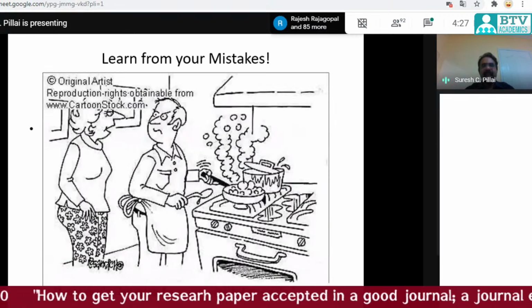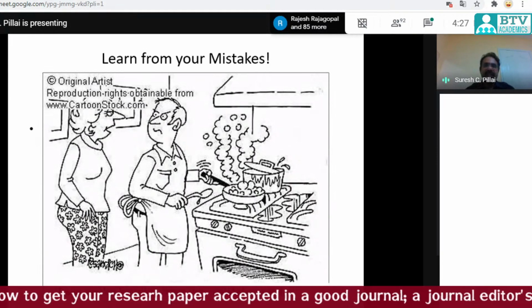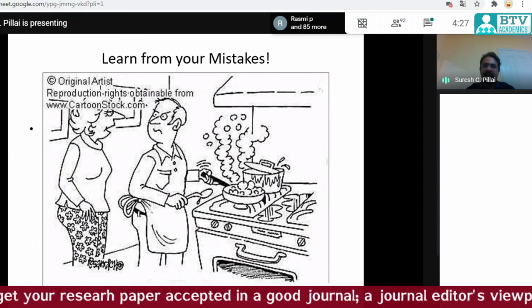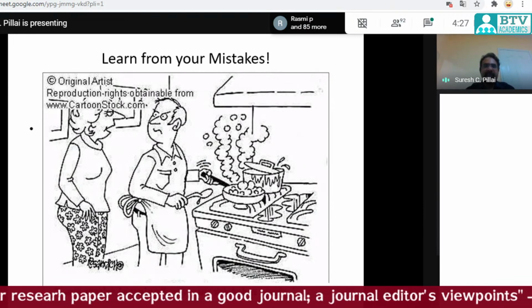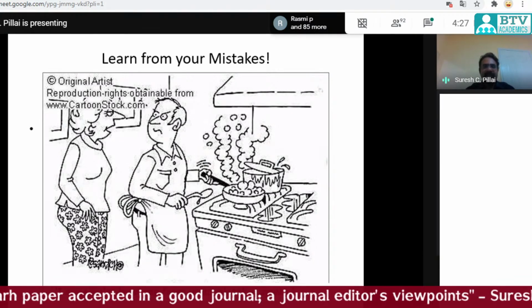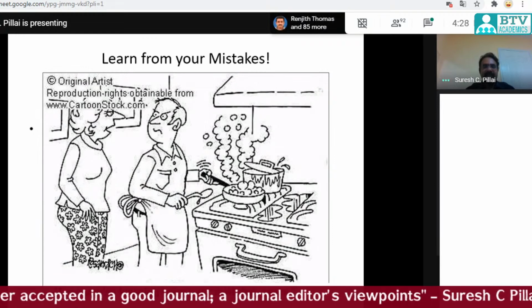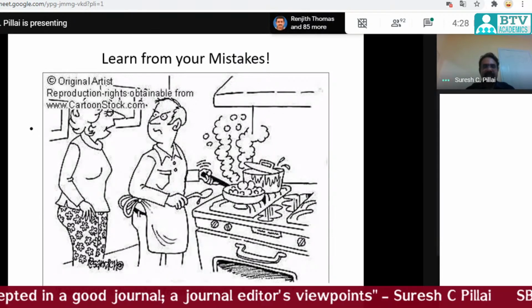If you see this cartoon about learning, it says that the gentleman is cooking again and he spilled, and then the wife says, I see you are learning from your mistake again. And this usually happens in my kitchen too.